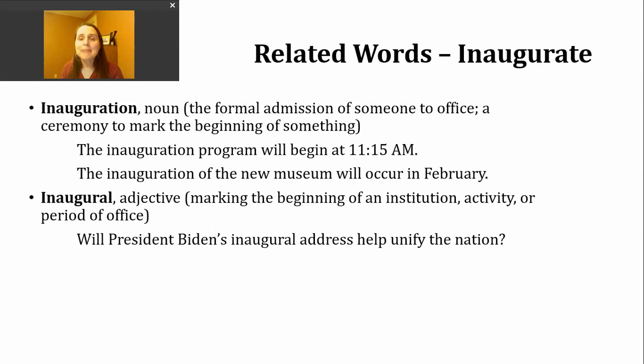Will President Biden's inaugural address help unify the nation? So it's very common and part of our tradition for the new president to make this formal speech. That's what's meant by the word address there. So here's a question. What will be said in this address that is marking the beginning of his time as the President of the United States?